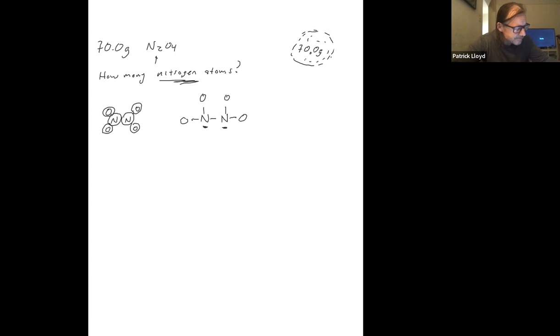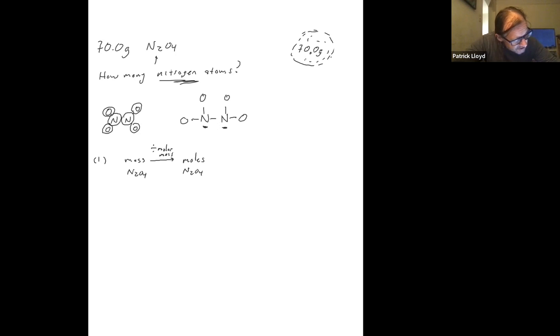So this is what I'm going to do. Here's my strategy. Very common type of problem. You take the mass and you convert that to moles. Okay. How do you do that? How do you convert the mass of something to moles? You divide by the molar mass. If you divide the mass of something by its molar mass, you will get the moles.